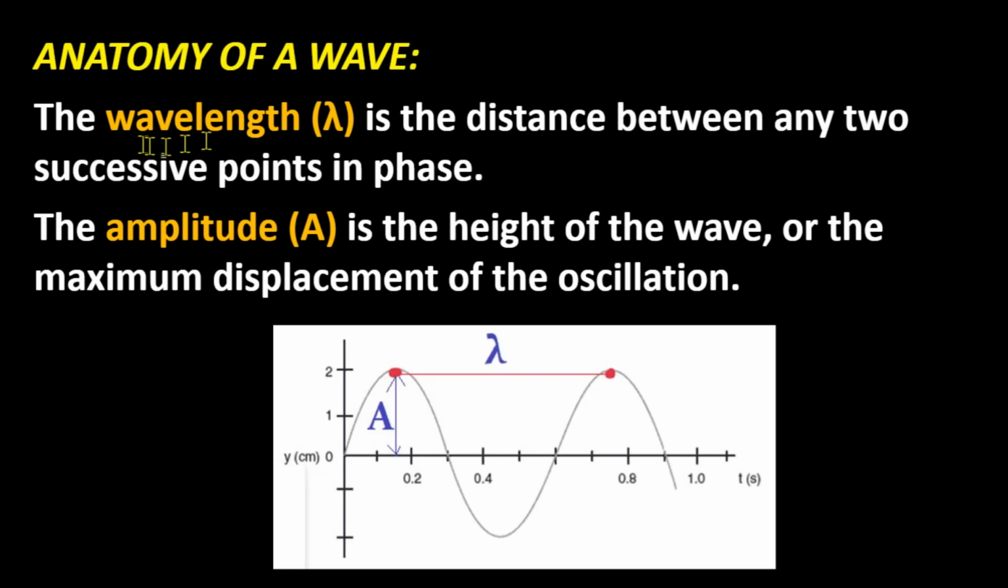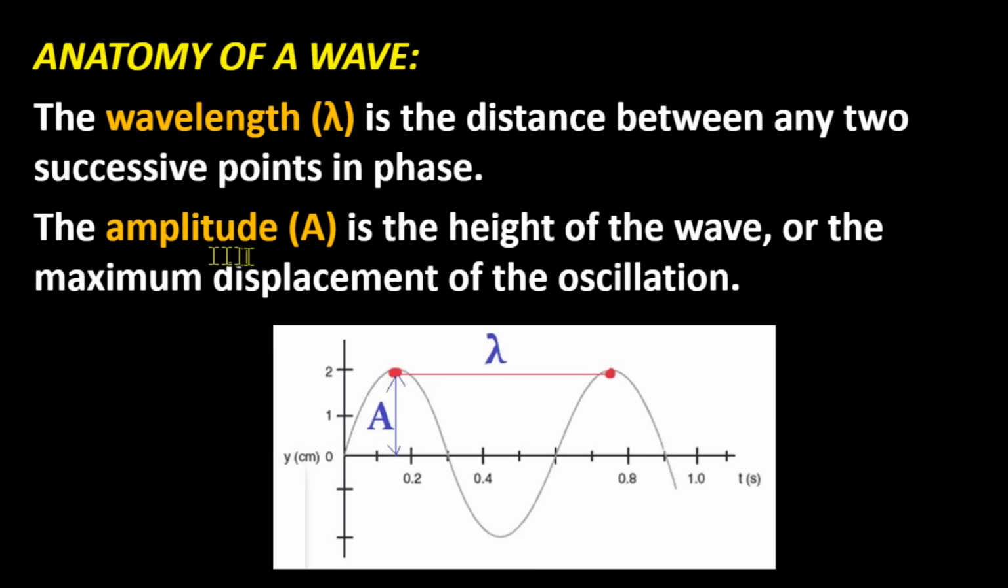The wavelength of a wave is the distance between any two successive points in phase. In phase means that they are on the same position of the oscillation. In this case here, if we take this point here, which is the top of the crest of the wave, and this point here, which is also the top of the crest of the wave, the distance between these 2 points will be called a wavelength.